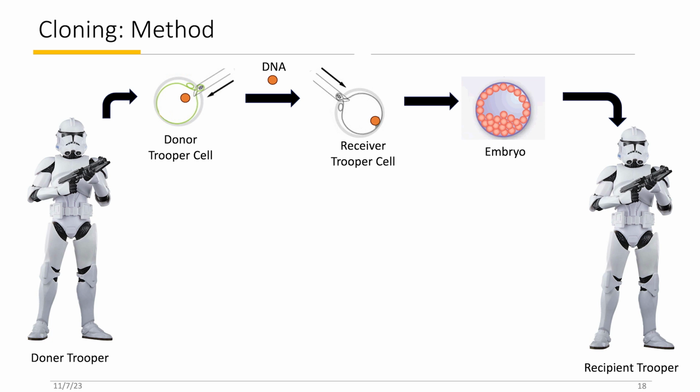So as soon as they inject the DNA into the recipient cell, we are basically reprogramming the cell. As soon as we reprogram the cell, we do it multiple times with multiple different cells, and then there will be an embryo which will be cultured from multiple cell lines. And later on, this embryo will be inserted into a surrogate mother, so that finally we will get a cloned recipient trooper.